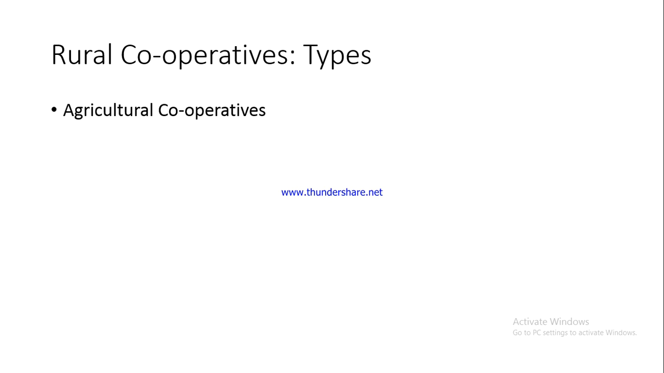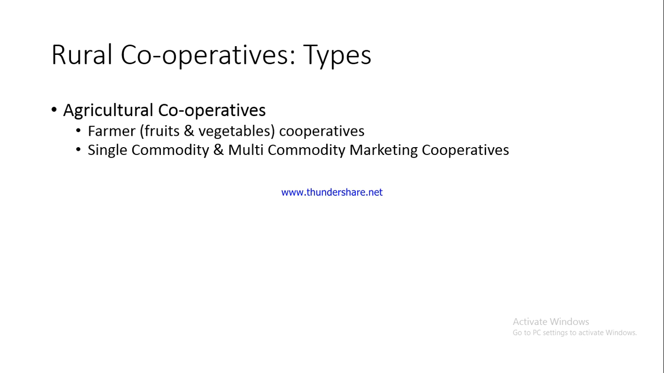Is this okay? So the basic idea behind forming agriculture cooperative is to be able to command a higher price in the market, to sell the agri produce at a relatively higher price and pass on the benefit to the members. There can be farmer cooperatives which sell fruits and vegetables. You go to places like Madhya Pradesh, you would find so many farmer cooperatives are functioning there and they've been selling fruits. Then there are single commodity or multi-commodity marketing cooperatives also.